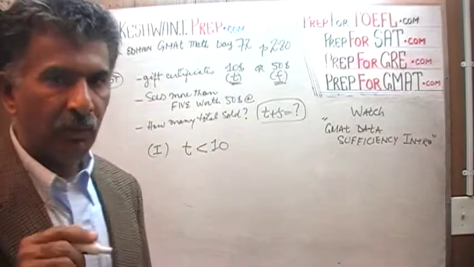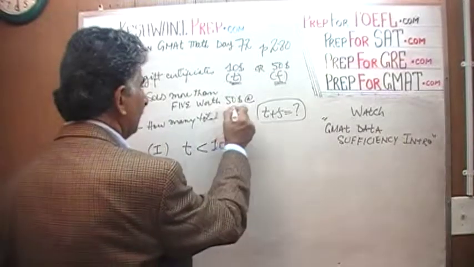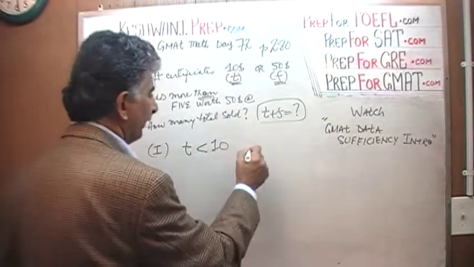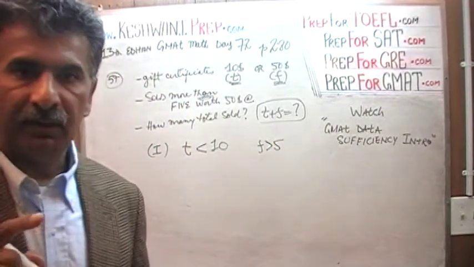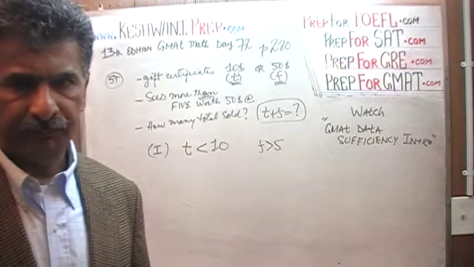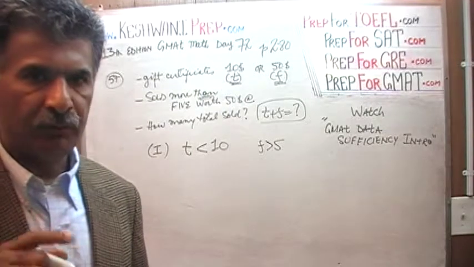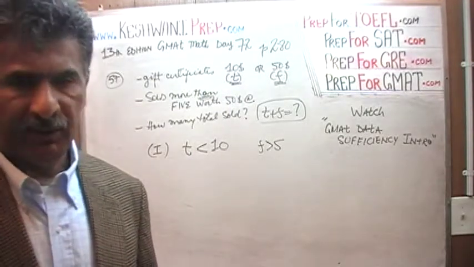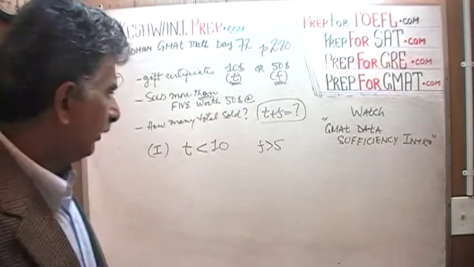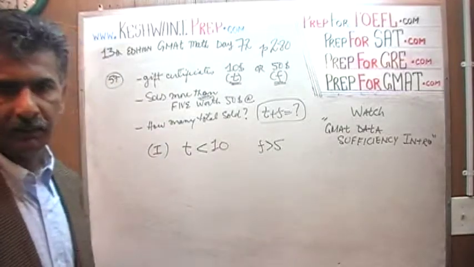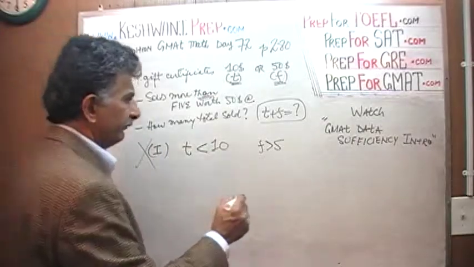Now, knowing that they sold fewer than 10 $10 gift certificates, and the fact that they sold more than 5 $50 gift certificates, is that enough for us to figure out how many they sold altogether? Of course not. Simply knowing that this is less than 10 and that is more than 5, it could be anything. I'm not going to give you an example. It's too simple. This is not enough.